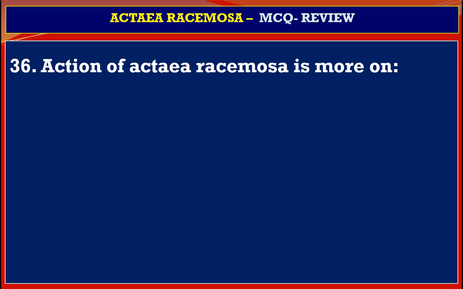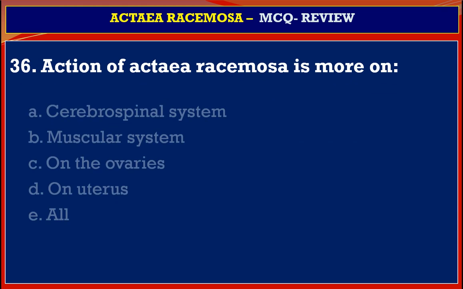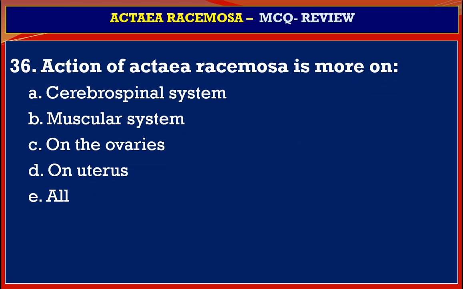The 36th MCQ is action of Actaea racemosa is more on A. Cerebrospinal system, B. Muscular system, C. On the ovaries, and D. On uterus. E stands for all of above. Answer is D, all of above.